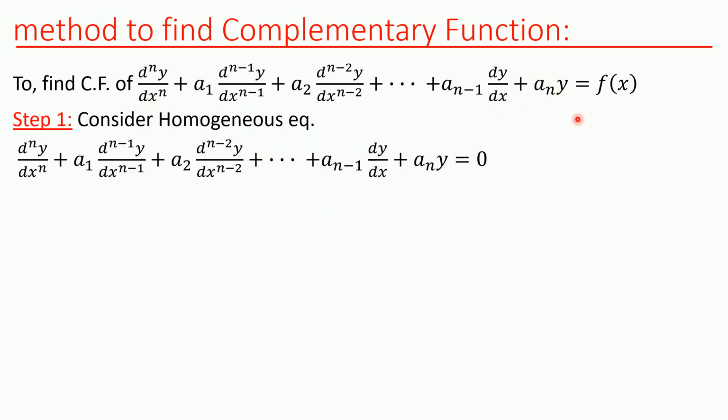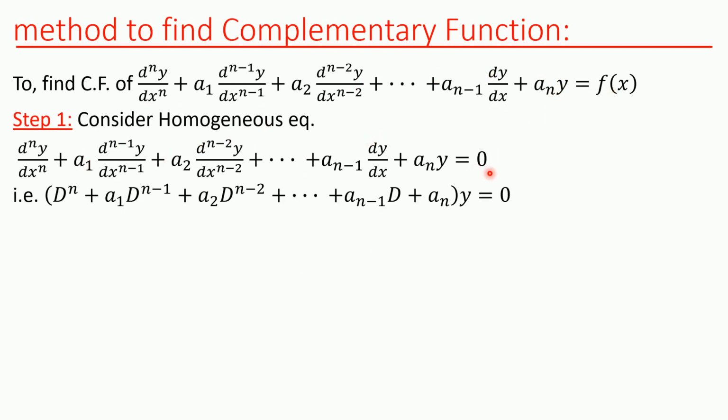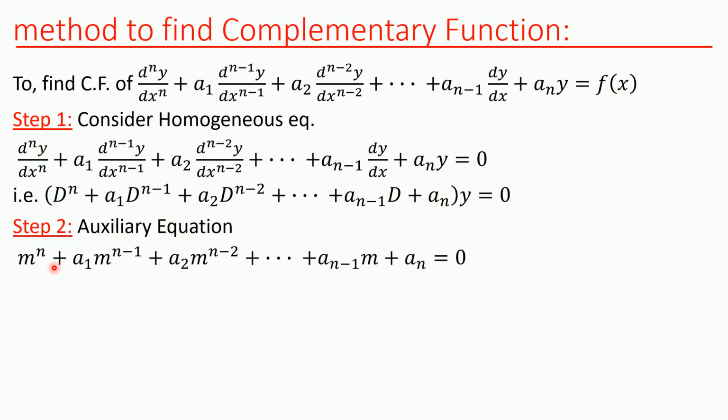The first step is we consider the homogeneous equation by putting f of x equal to 0. Then we use the notation d by dx equal to uppercase D. So we get this polynomial in D operating on y equal to 0. Then we find the auxiliary equation, which is m raised to n plus a1 m raised to n minus 1, up to an, equal to 0. This is how we get the auxiliary equation.